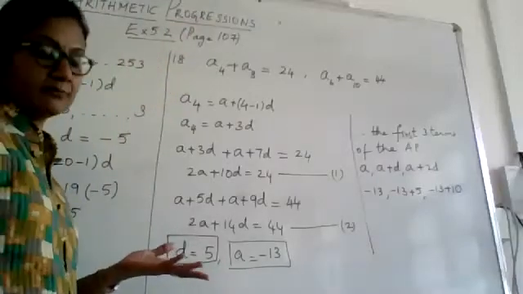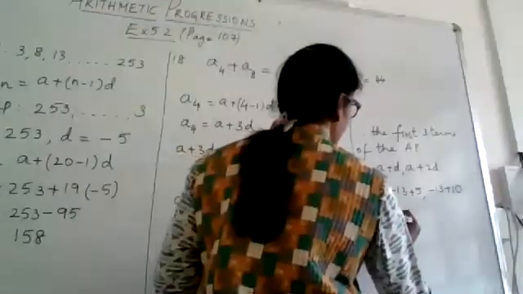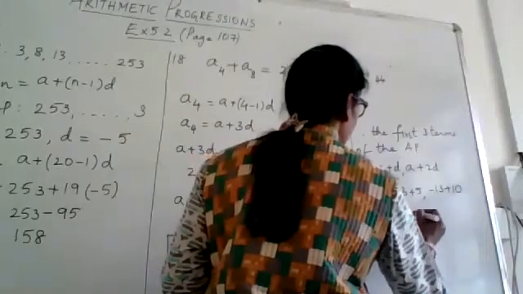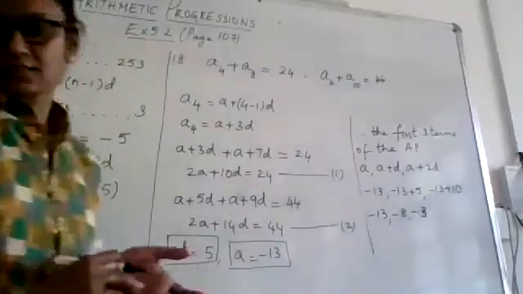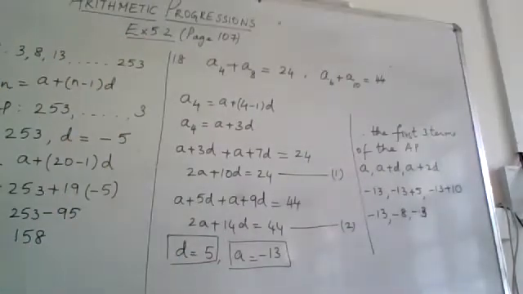That's doing the problem. So negative 13, negative 8, negative 3. Those are the first three terms of the AP which was given.